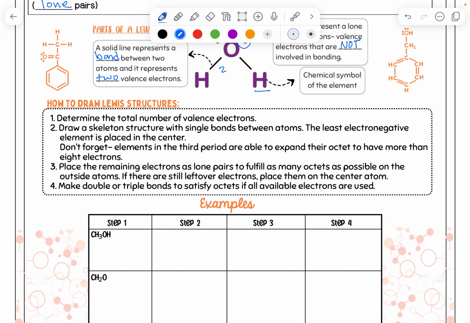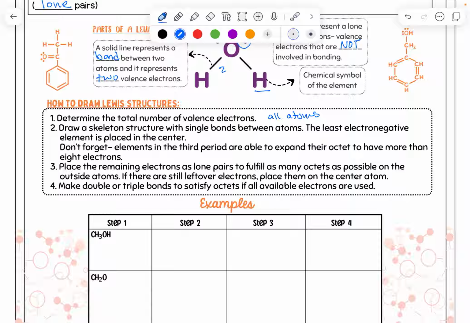So there's 4 steps we're going to do. First, we're going to determine the total number of valence electrons for all of our atoms. Then we're going to draw a skeleton structure with single bonds between the atoms, and the least electronegative element is placed in the center. Okay, so everybody's like, how do I know what goes in the center? It's going to be the least electronegative element.